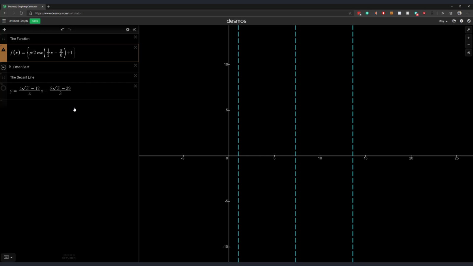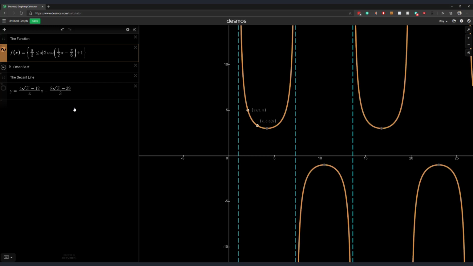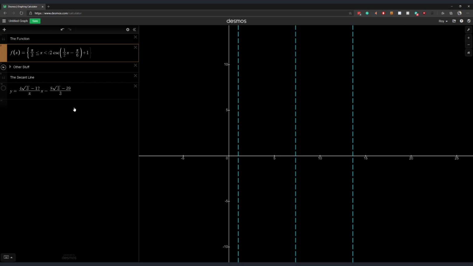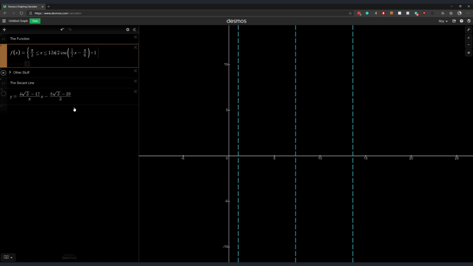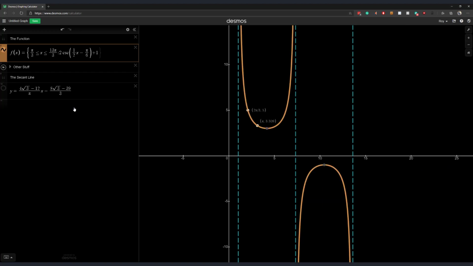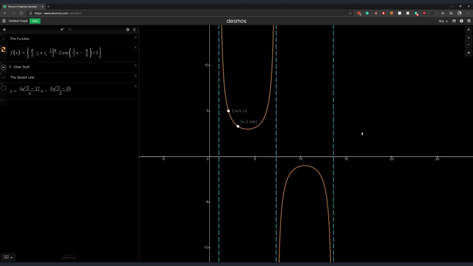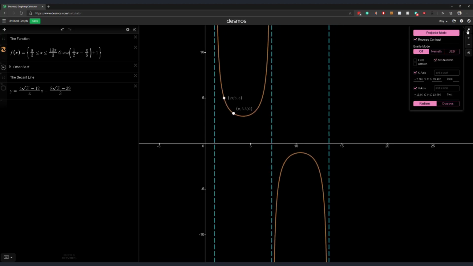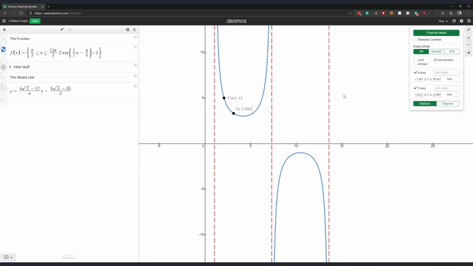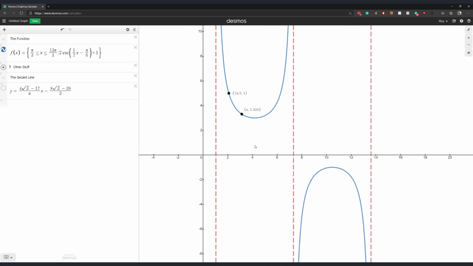So I'll type pi for pi over 3, and I want that to be less than or equal to x, and I want that to be less than or equal to 13 pi over 3. And that's how I get my domain restriction. If you don't like this reverse contrast, by the way, on the screen that you see here, you can always go in and turn that off. Wow, that's super bright now. But there you have it. It's just kind of nice to have reverse contrast every once in a while.